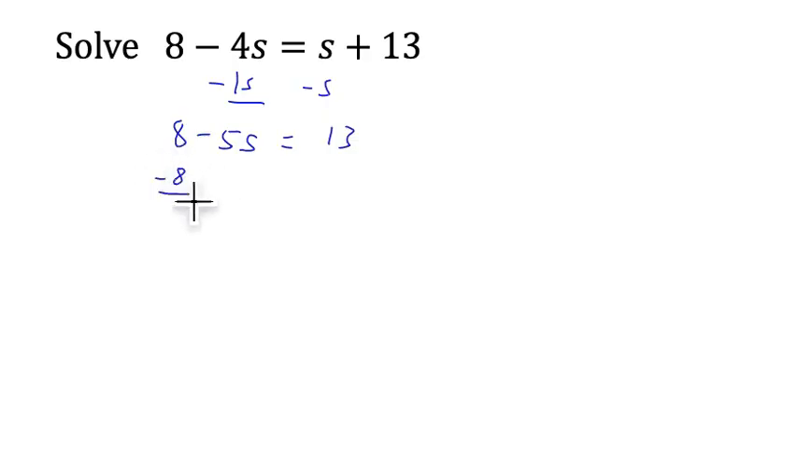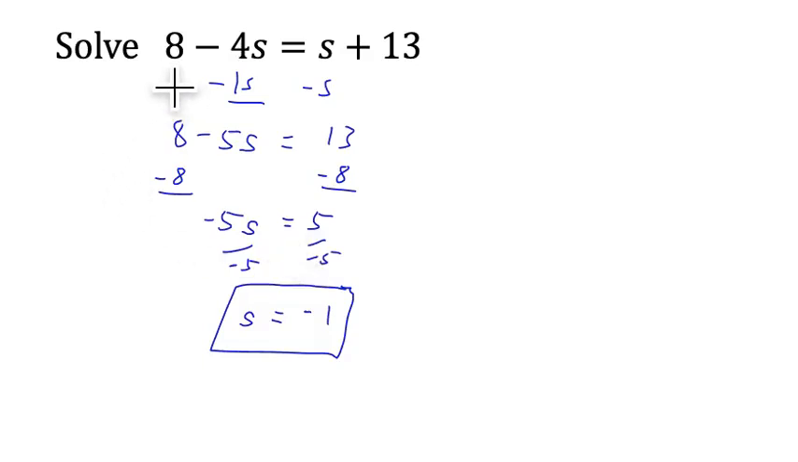We'll subtract 8 on both sides. Notice we're doing the opposite of whatever comes in front of the 8. So this 8 is a positive 8, so we're subtracting 8. And we have to do the same thing on the other side of the equal sign. So you have negative 5s equals 5. We'll divide by negative 5 on both sides. Negative 5 divided by negative 5 is 1, leaving us with 1s, or just s. And 5 divided by negative 5 is negative 1.